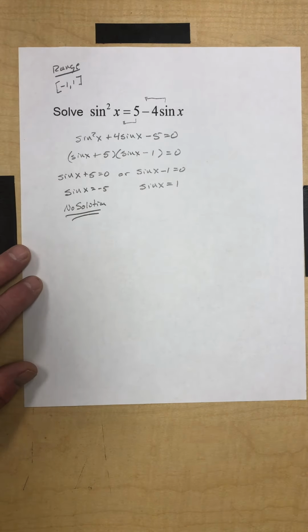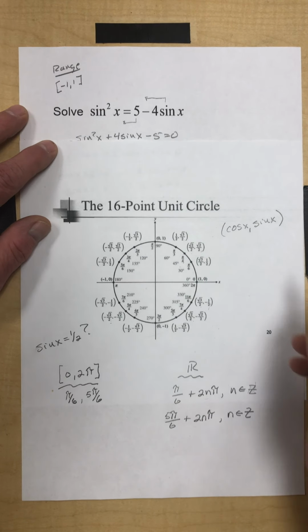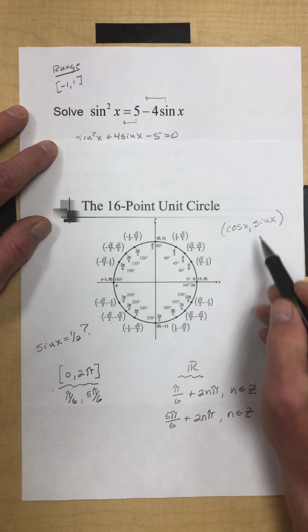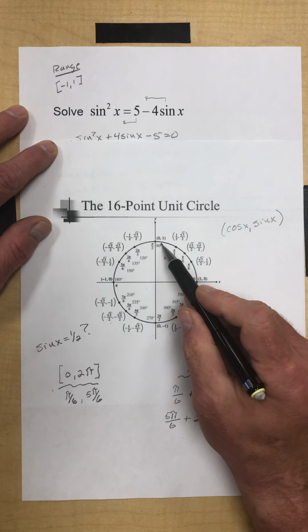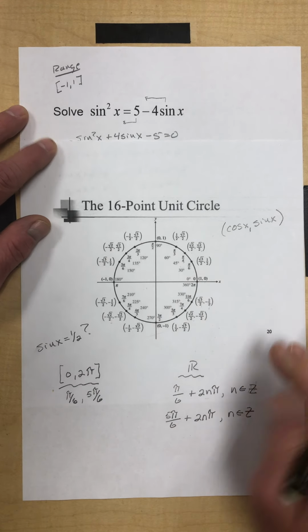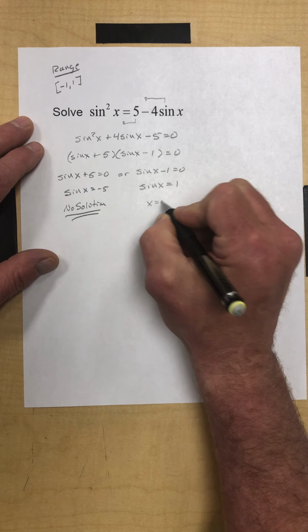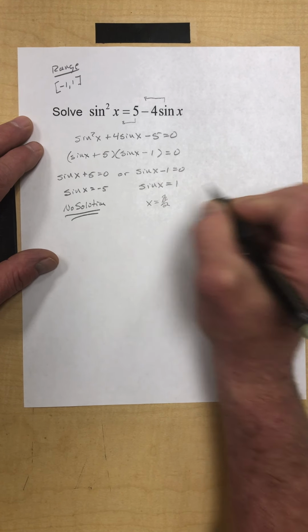So we go to our unit circle and say, well, sine is our y-coordinate. When is our y-coordinate equal to 1? Well, that only happens up here, at pi over 2. That's it. Nowhere else does it happen. So we only have one solution, x equals pi over 2.